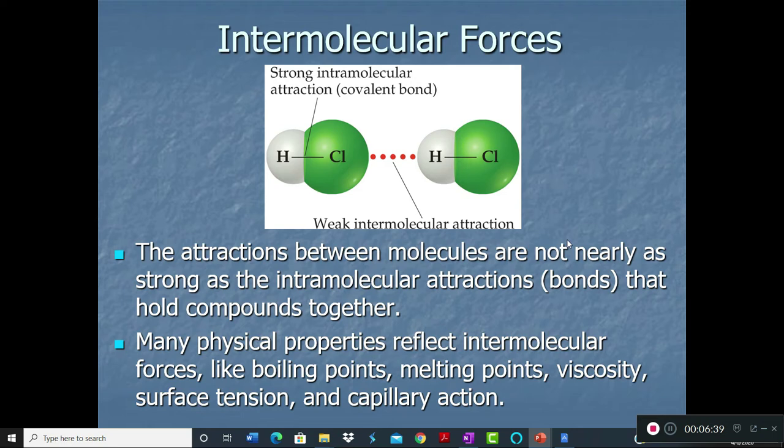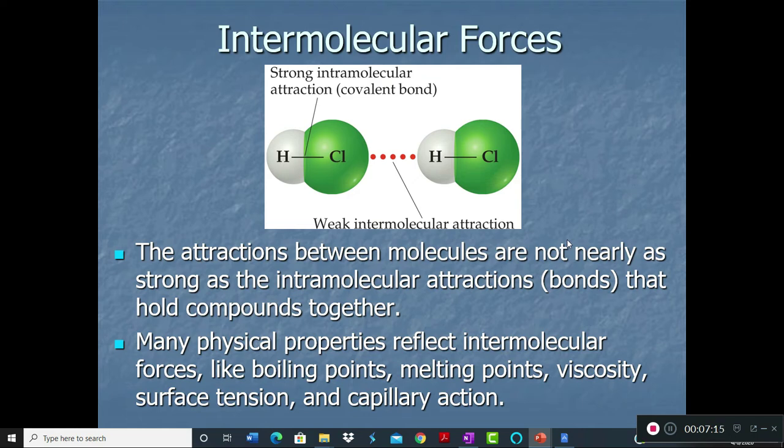So what are intermolecular forces? Well, they are the attraction between molecules, like interstate is between states, or intercontinental or interoceanic, meaning between. There is this very strong attraction that exists between molecules. Now, this is not the same as the attraction between the atoms in a molecule. That is a bond. That is intramolecular. This is intermolecular, the attraction between the molecules.